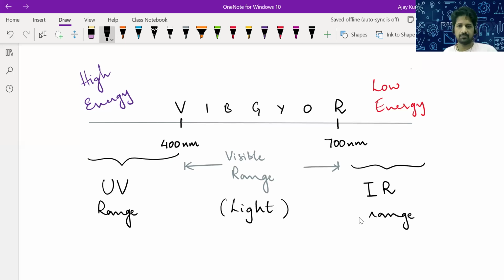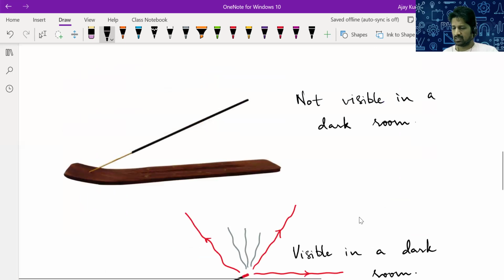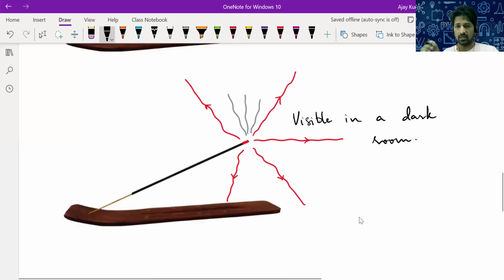Visible light. Fine. Now let's go back to that incense stick example. At room temperature, the incense stick or its molecules will not be visible in a dark room. But when you light it up, basically what you're doing is increasing its temperature to a certain value. When you increase its temperature to a certain extent, it becomes visible. It starts emitting visible radiation.